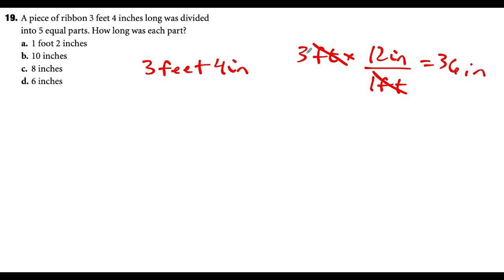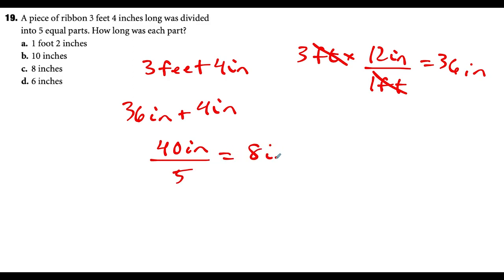Now you could just do in your head 3 times 12 = 36, but I like to write the units like this to show the cancellation of units. So 3 feet, 4 inches is the same thing as having 36 inches plus another 4 inches, which is a total of 40 inches. And I'm gonna divide this into 5 equal parts. When I divide this by 5, each part is 8 inches long, choice C.